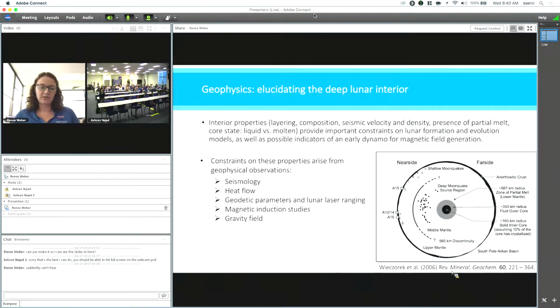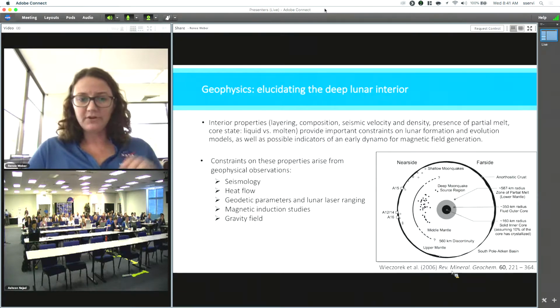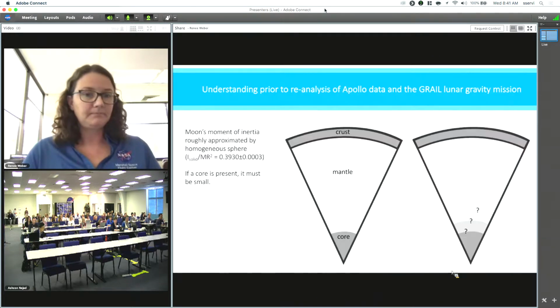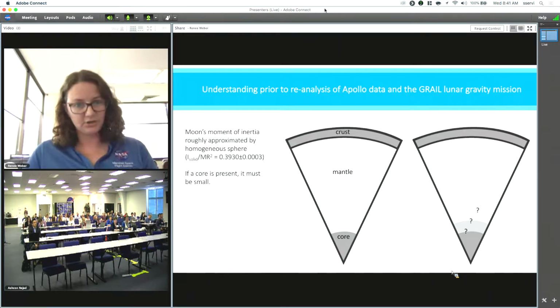And the image here is the picture taken from the New Views of the Moon 1 interior structure, where you can see those layers, you can see suggestions of possible seismic discontinuities, and we'll talk a little bit about that later. But constraints on these properties overall come from seismology, from heat flow, from geodetic parameters and lunar laser ranging, from magnetic induction studies, and from studying the moon's gravity fields. So there have been a lot of recent reanalysis done on the Apollo data, and also obviously GRAIL, Lunar Gravity Mission, taught us a lot about the moon's internal structure.